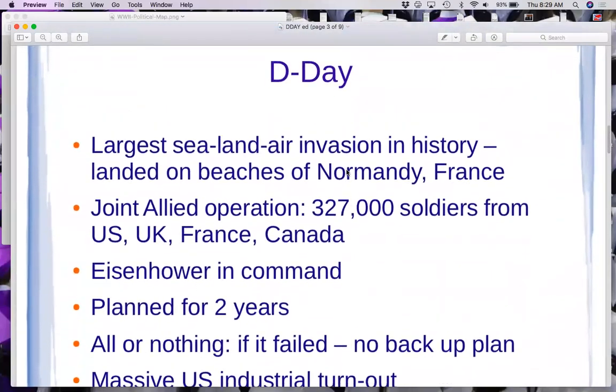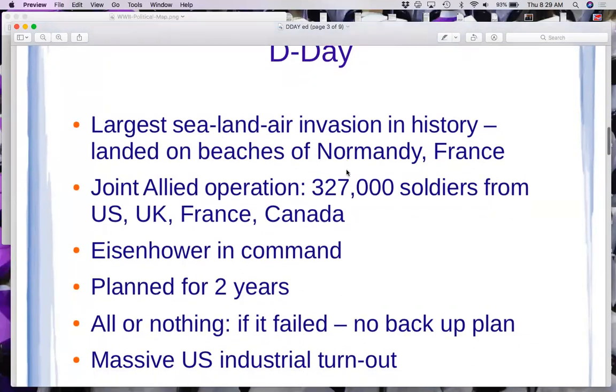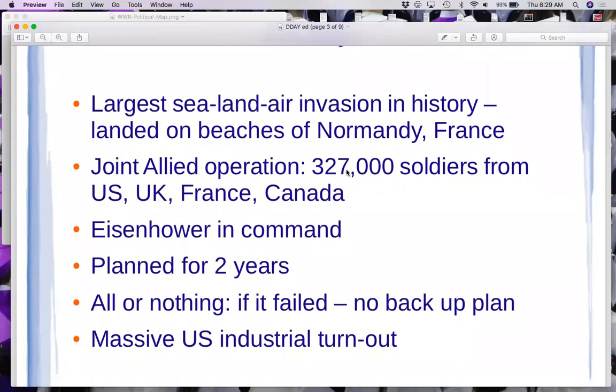All right, so it was the largest sea, land, air invasion in history. I mean, it was gigantic. It was such a major operation because they had to land on these beaches in Normandy, France. We'll look at a map in a second. It was a joint Allied operation. So there was the US and the UK, and France, which had been taken over, had some soldiers left that were in the UK, and they joined in, and Canada joined in. General Eisenhower, who was later to become a president of the US, but at this point was a general, was the person put in command of all those forces from all those countries.